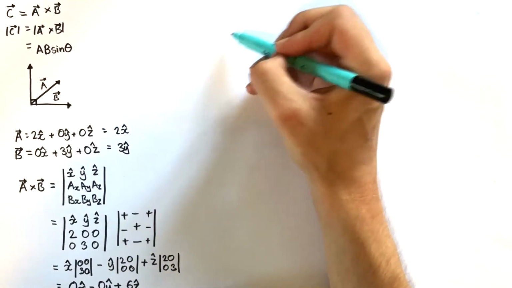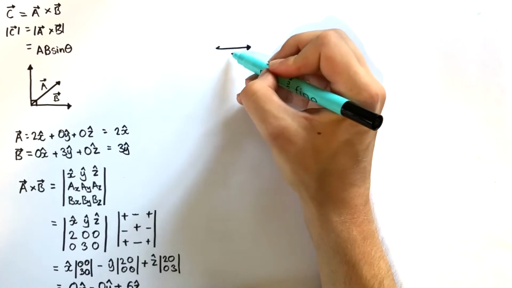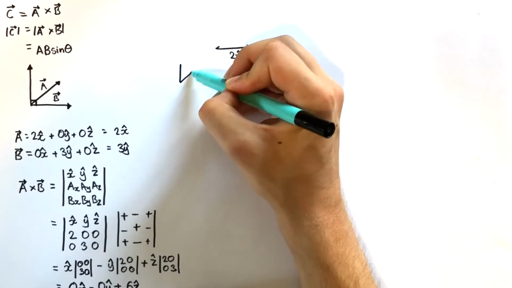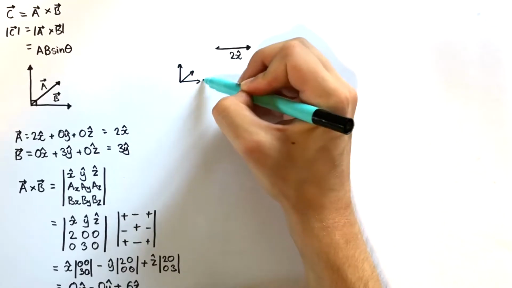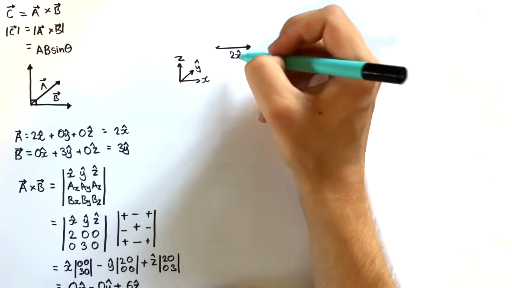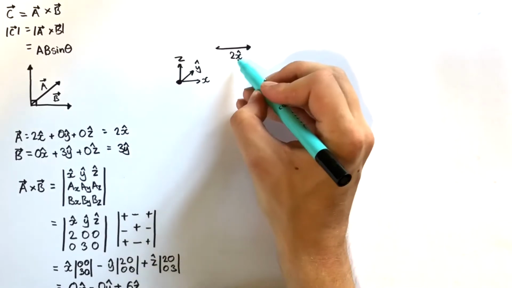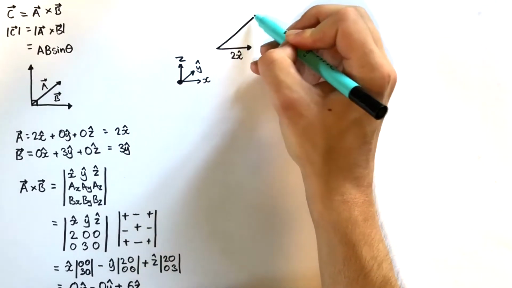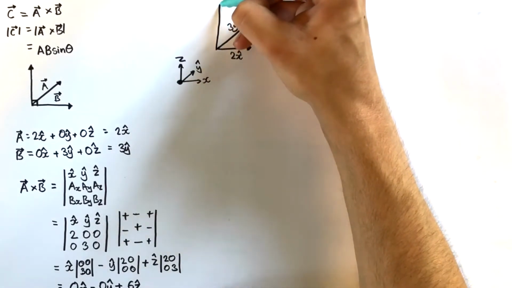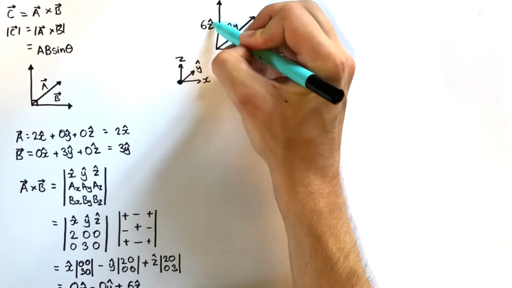So let's draw out what we've just done. Let's draw vector A. That's 2 in the x hat direction. We're going to define our axes right here. This is the x direction, this is the y direction, this is the z direction. So that's just our axis reference. And so we've got this vector here is 2 x hat, and this vector is 3 y hat. I'm not going to draw this to scale, but the cross product is 6 z hat.